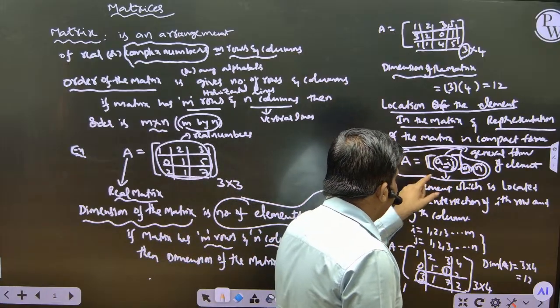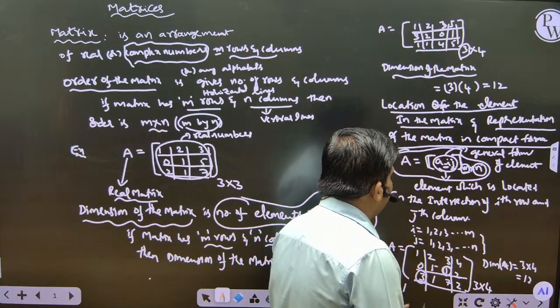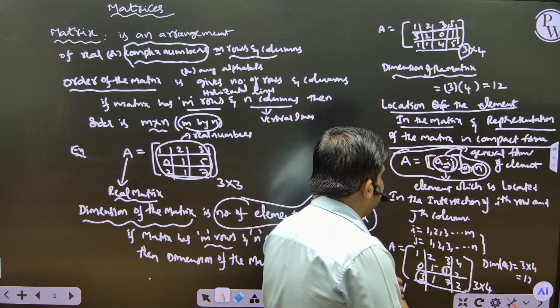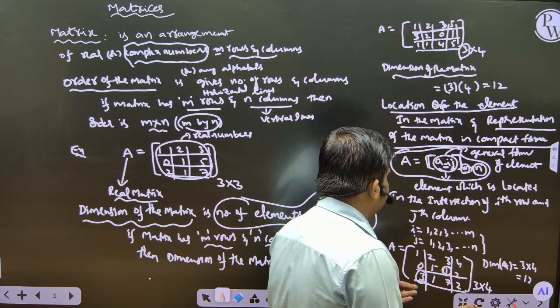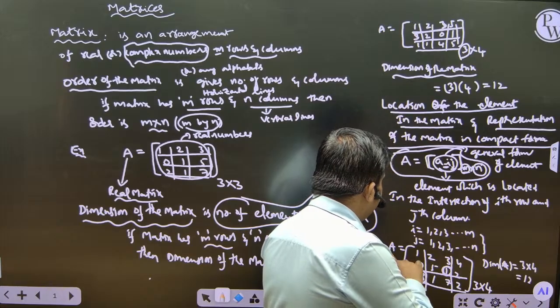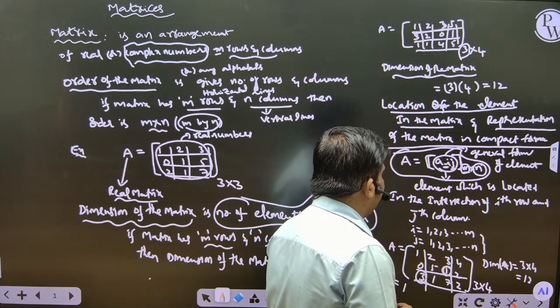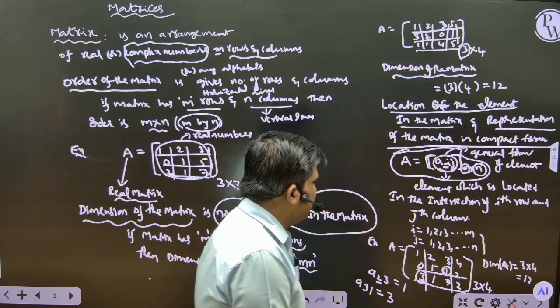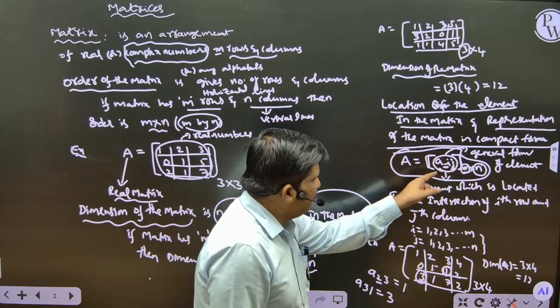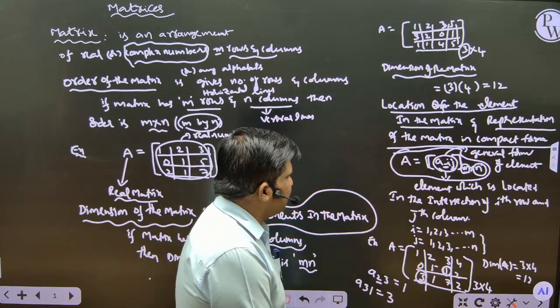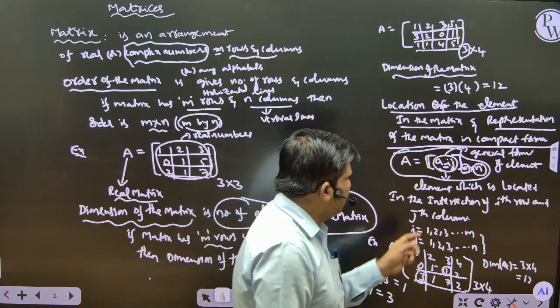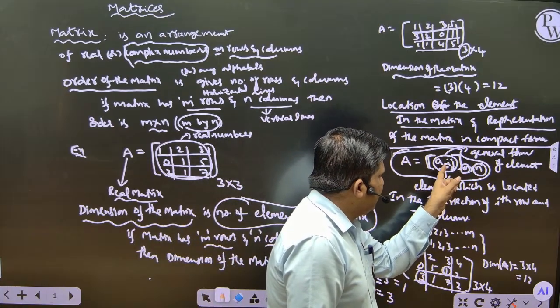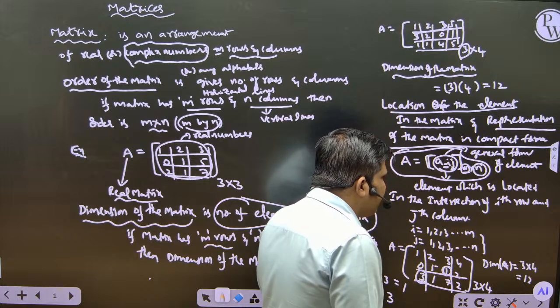But what does this A suffix ij represent? It is the element which is located in the matrix at the intersection of the ith row and jth column. Of the suffixes, the first one represents a row, the second one represents a column.